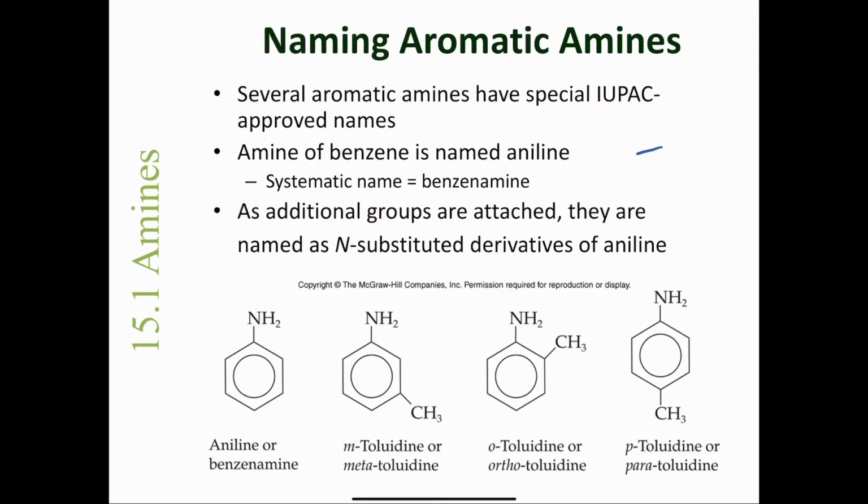And as an example of that last bullet point, if I draw this and I put 2 methyl groups on this nitrogen on my aromatic ring, how would I name this compound? Well, I have 2 methyl groups on my aniline molecule. So I would call this N,N-dimethyl aniline.